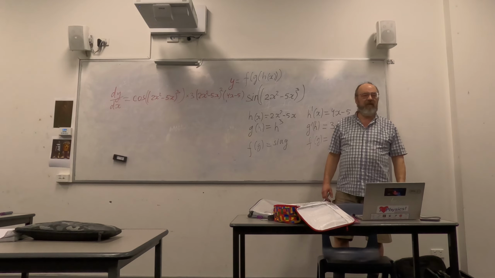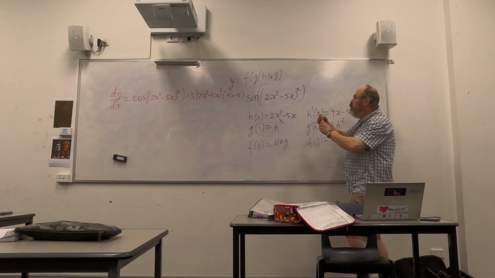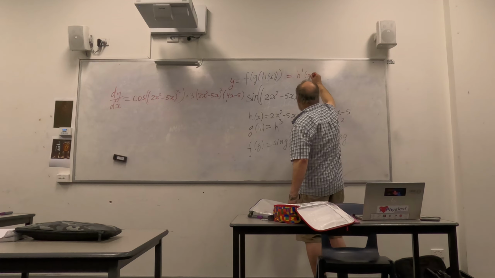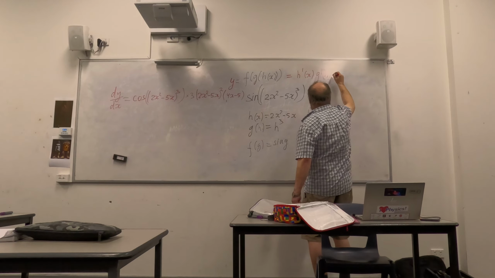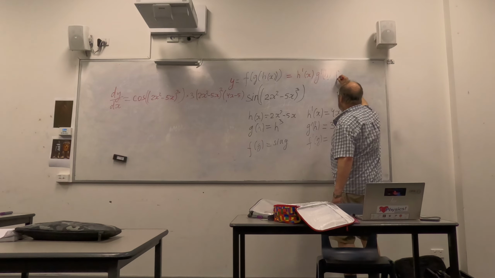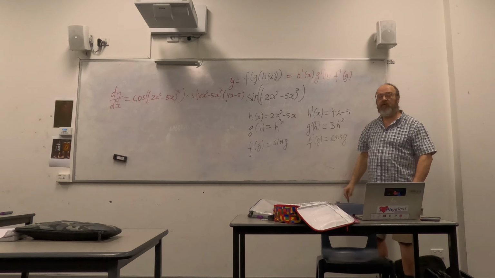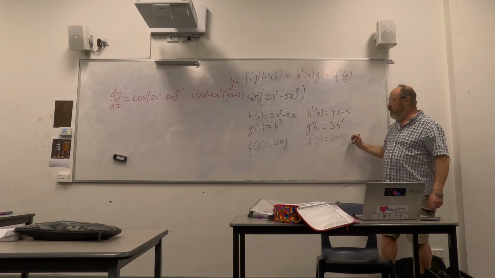Wait, can you do that again? That step? Which last step? I put this because that will be equal to h dash of x times g dash of h times f dash of g. We multiply all three to get the derivative of the whole function. We multiply all these three derivatives.